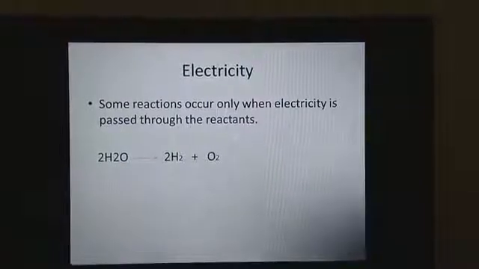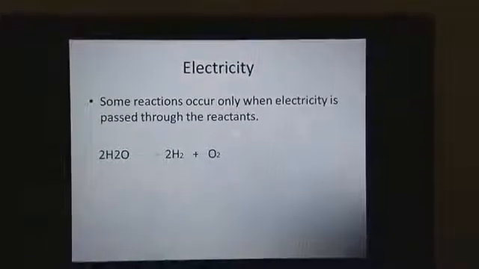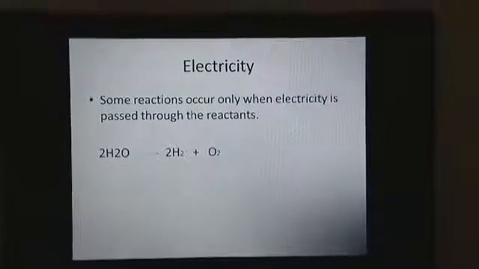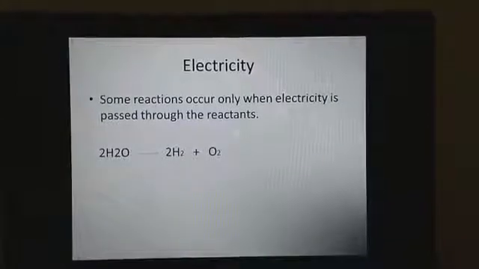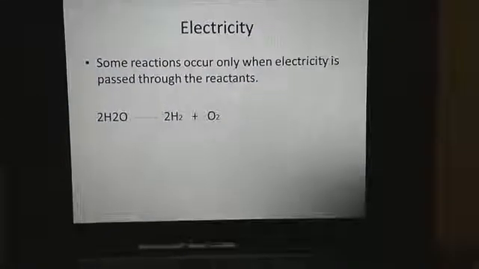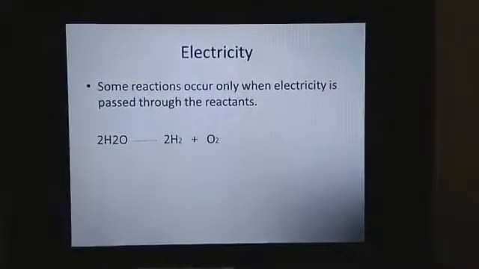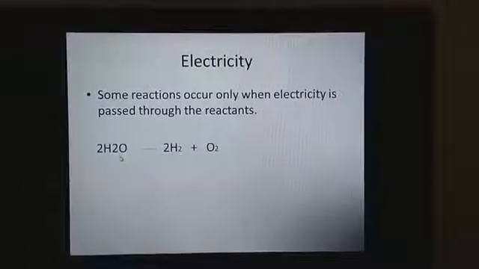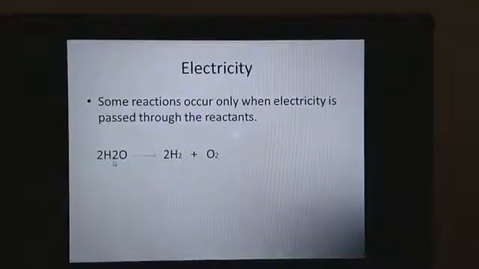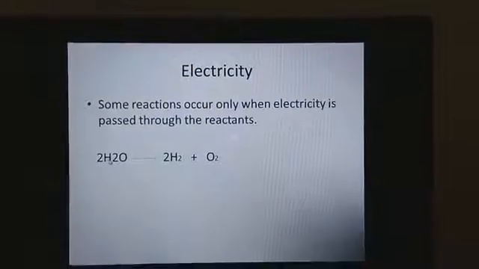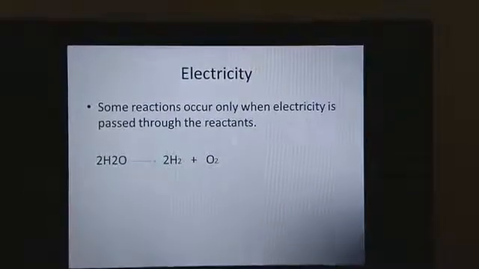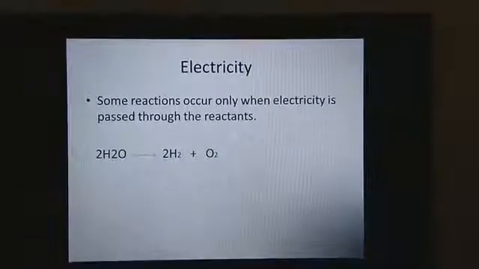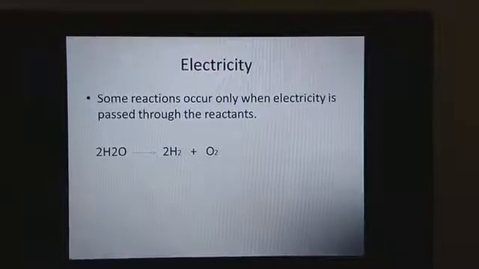Now the next is electricity. Some reactions occur only when electricity is passed through the reactant. An example is when water decomposes into hydrogen and oxygen when electric current is passed through it. Means in the presence of electricity, water can dissociate into hydrogen and oxygen. Without electricity, it will not decompose.